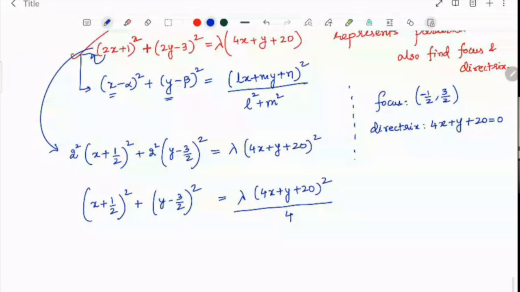So now I understand, right? Focus coordinates minus half comma 3 by 2, and the directrix expression will be this. So the directrix equation is 4x plus y plus 20 is equal to 0.